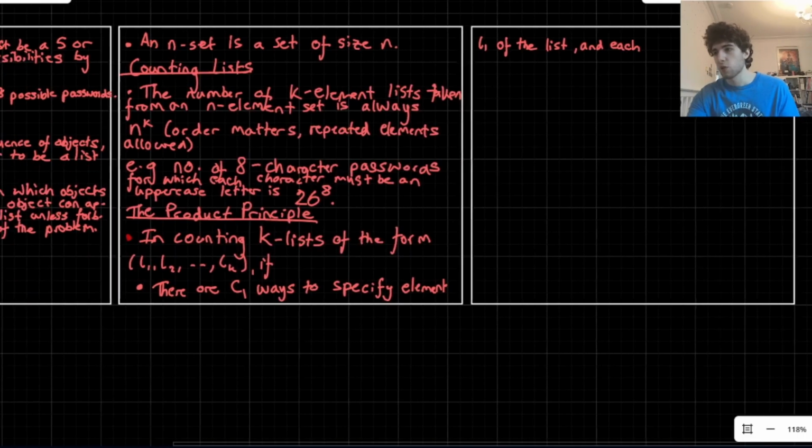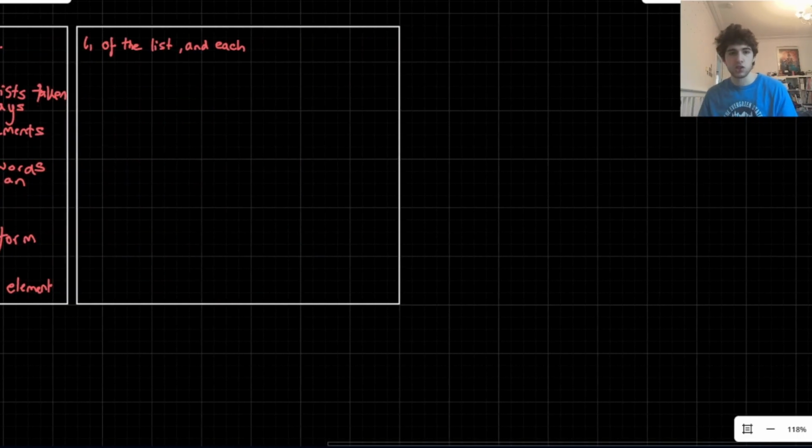So if there are C1 ways to specify element L1 of the list, and each such specification leads to a different k list.